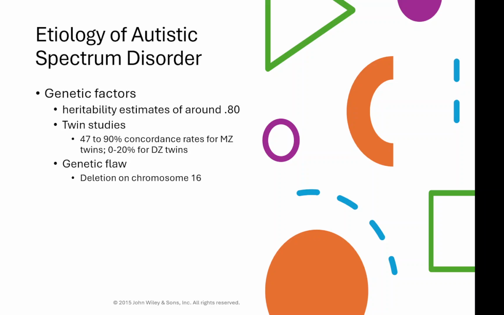When discussing the etiology of autism spectrum disorder, genetic factors do play a significant role. Heritability is estimated to be around 80% or 0.8, with twin studies showing concordance rates ranging from 47% all the way to 90% for monozygotic twins. One notable genetic anomaly is the deletion on chromosome 16, which has been frequently associated with ASD.